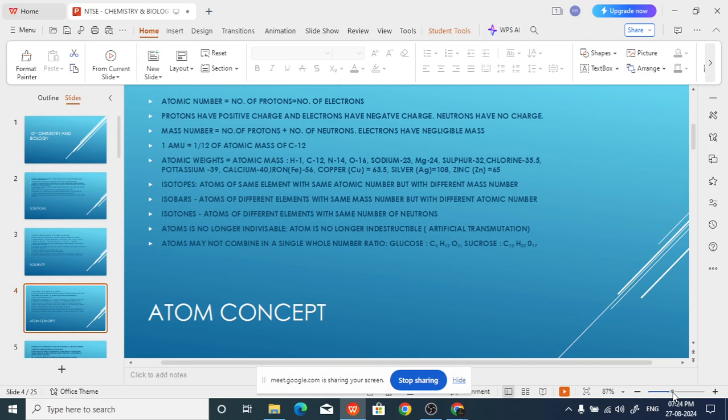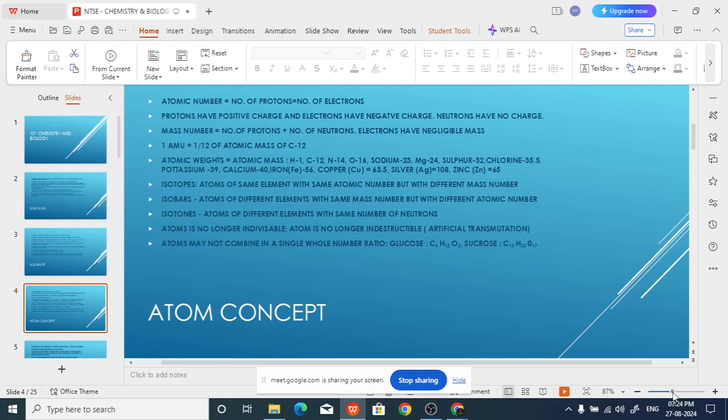Hydrogen atomic mass number is 1. Carbon atomic mass number is 12. Nitrogen atomic mass number is 14. Oxygen atomic mass number is 16. Sodium atomic mass number is 23. Magnesium's atomic mass number is 24.